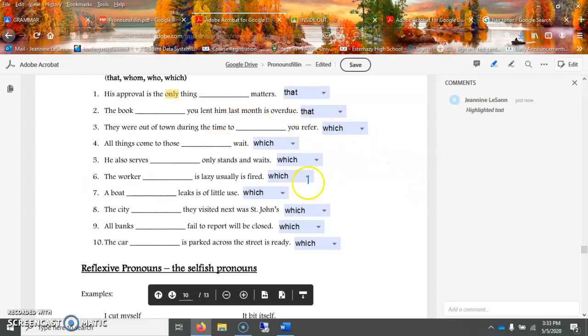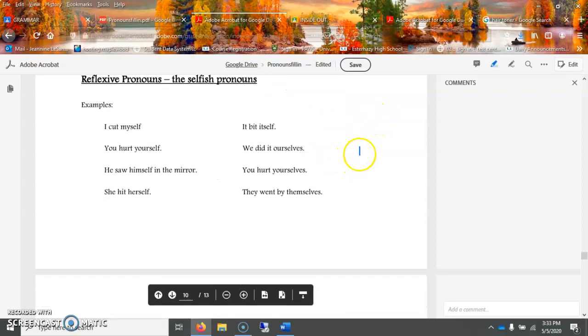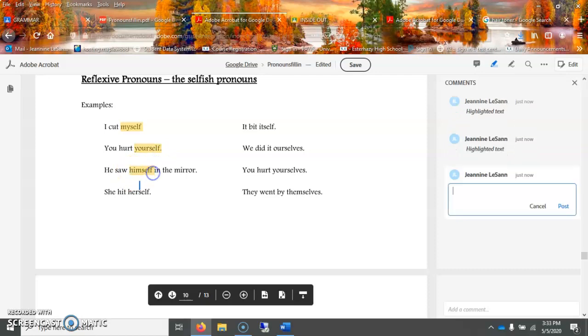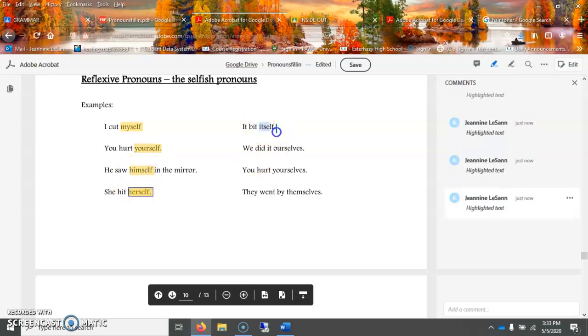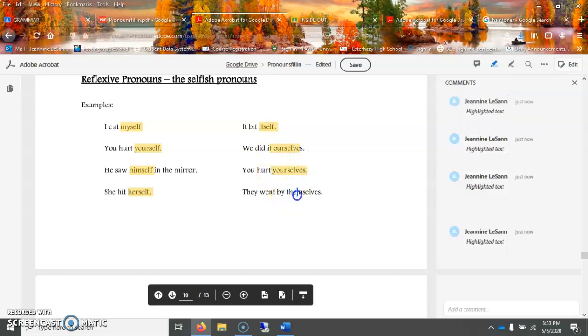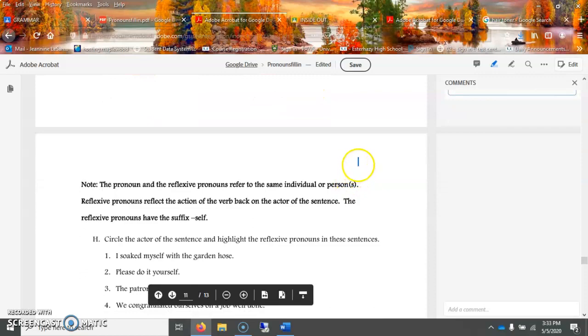So you give the rest of these a go and see how well you know them. Again, I think those ones are on the quiz, so you can test your knowledge there. Next is reflexive pronouns. These are the selfish pronouns. So examples are, I cut myself, yourself, himself, she hit herself, itself, ourselves, yourselves, themselves. These are all examples of those selfish pronouns.